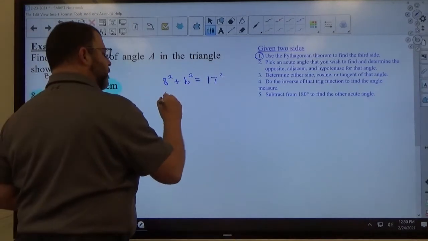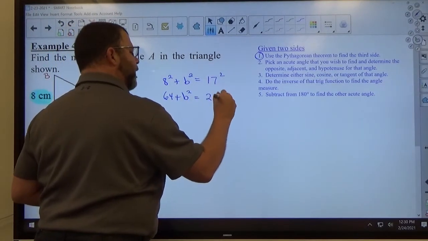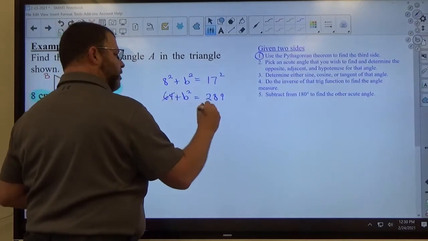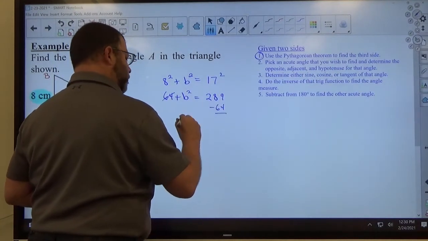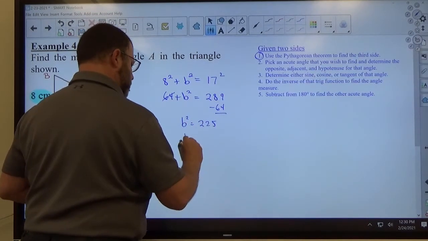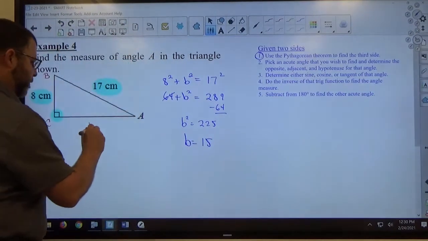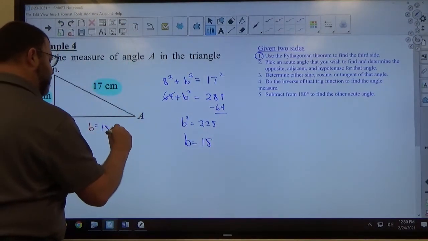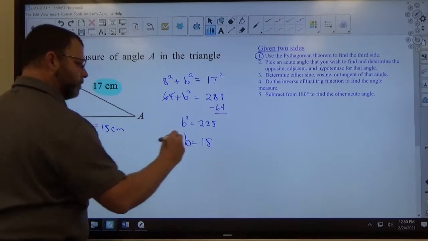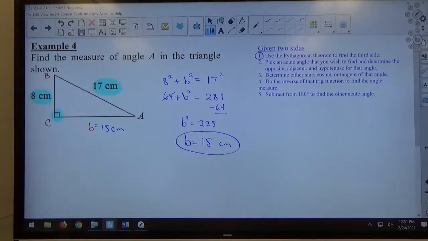8 squared equals 64. 17 squared is 289. Subtract 64 to get b squared by itself, so b squared equals 225. And the square root of 225 is 15. Exactly 15. So b is exactly 15 centimeters. In the last problem we had an approximate value for the hypotenuse. Now we have an exact value for the side because it just happened to come out exactly right.